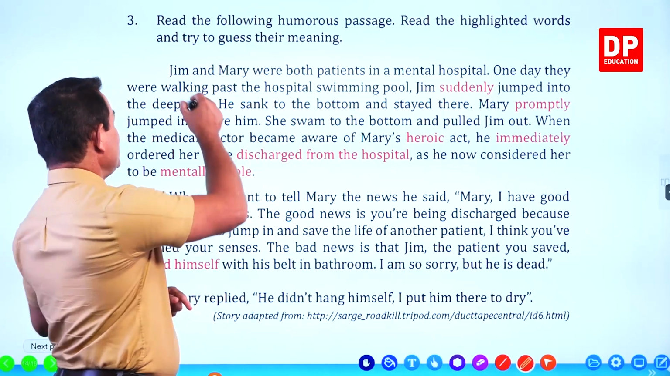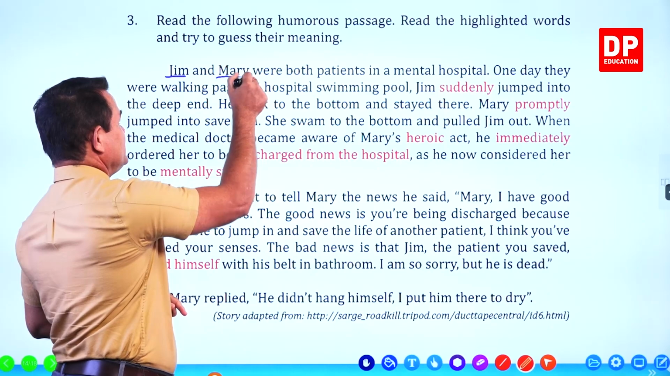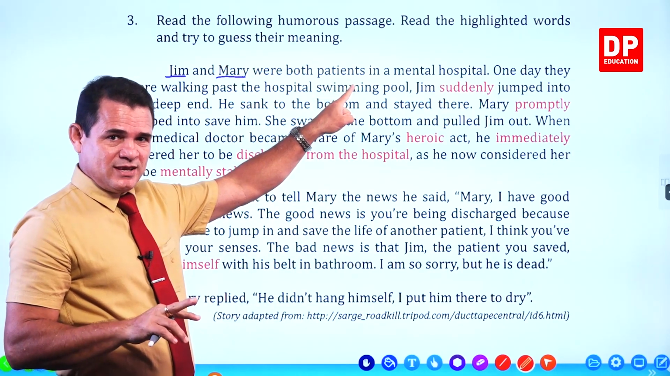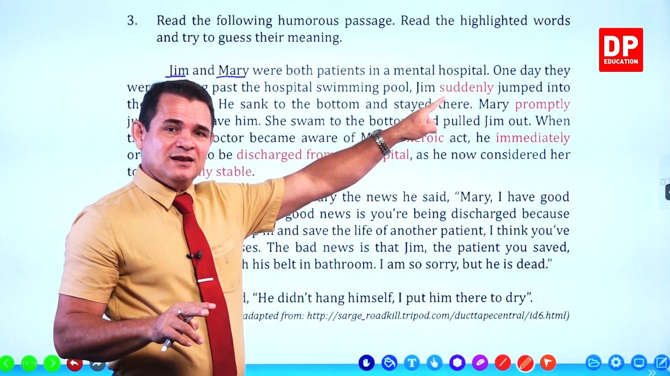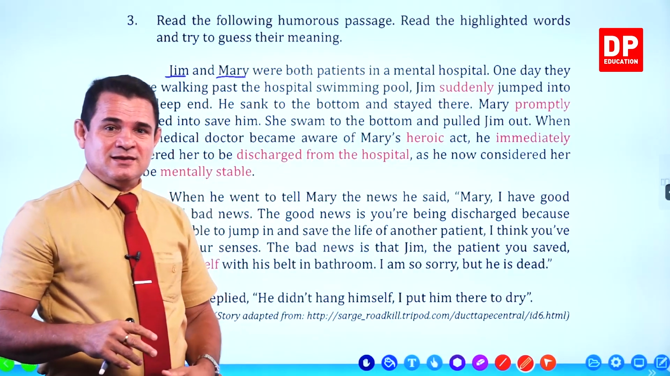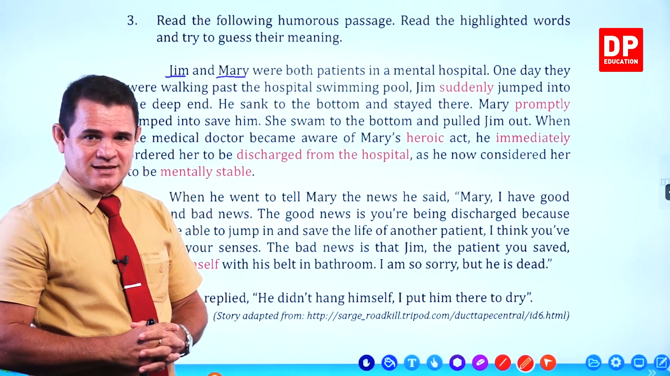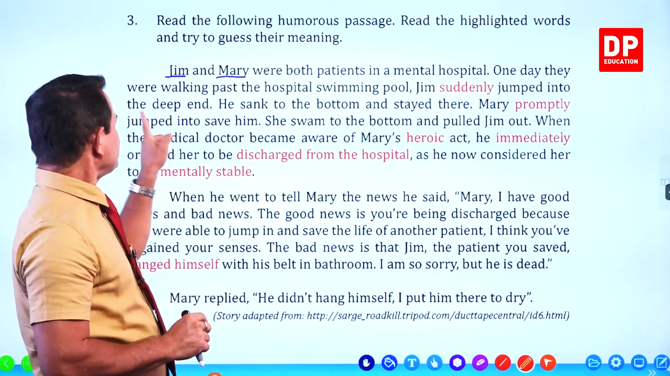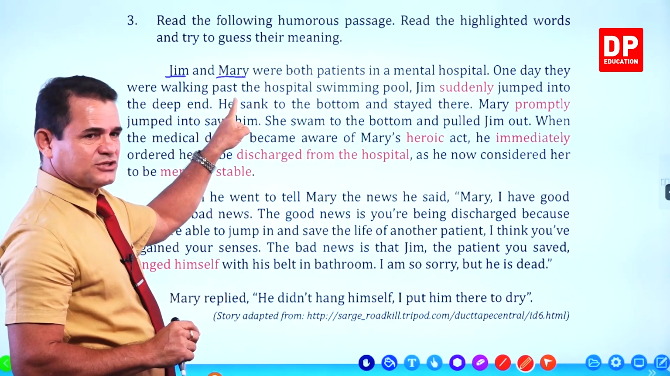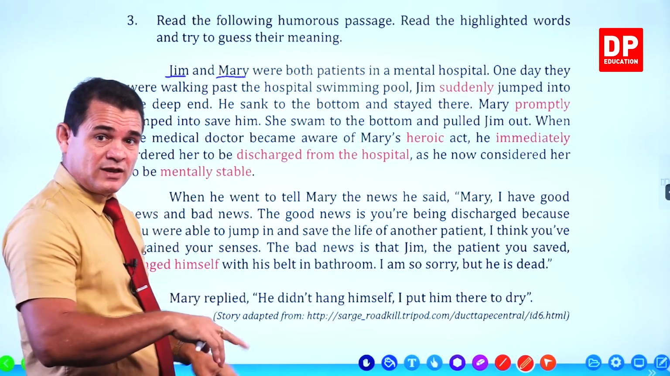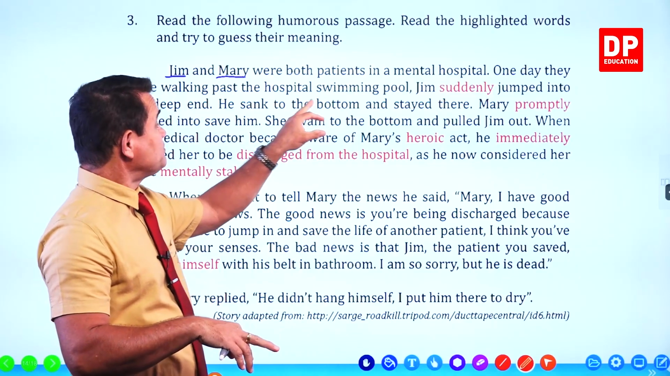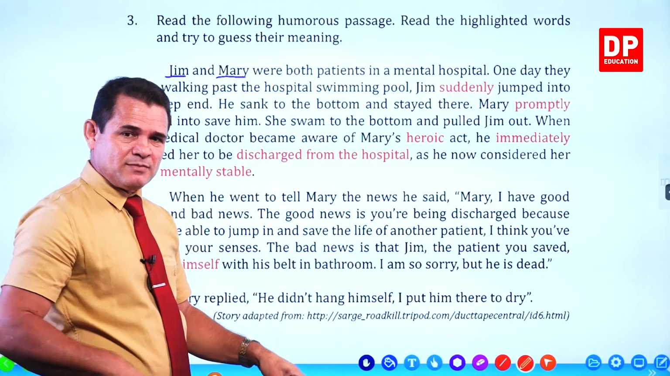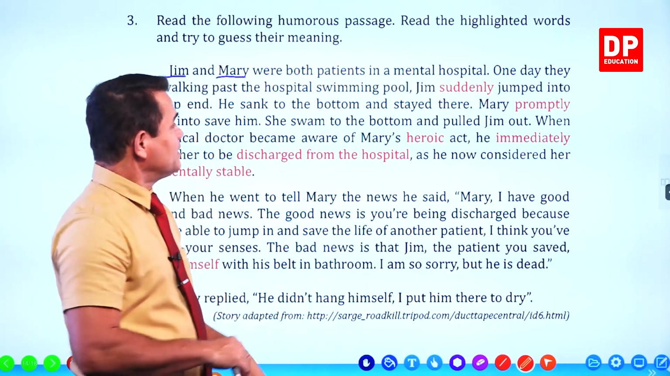There are two. One is Jim, the one is Mary. Were both patients. රෝගීන්. Mental hospital. Mental hospital එක රෝගීන්. මානසික රෝග තියෙන අය ඒ hospital එක රෝගීන්. One day they were walking past the hospital swimming pool. Hospital swimming pool එකක් තියෙනවා. ඒක පහු කරගෙන යනවා. Walking.